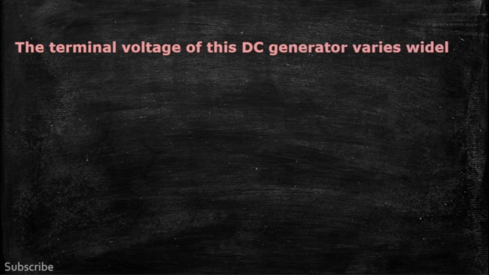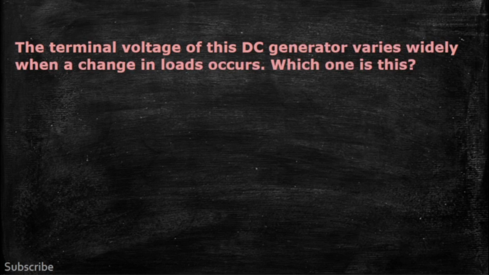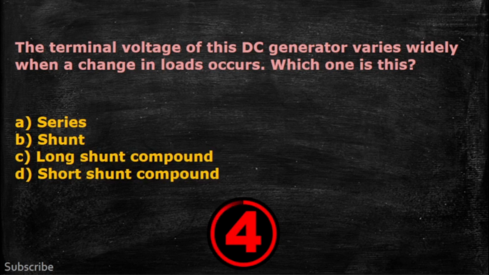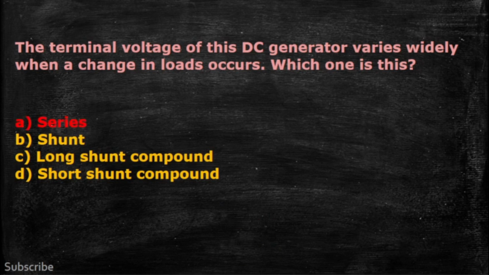Question number 44. The terminal voltage of this DC generator varies widely when a change in loads occurs. Which one is this? A. Series. B. Shunt. C. Long shunt compound. D. Short shunt compound. The correct answer is letter A, series.